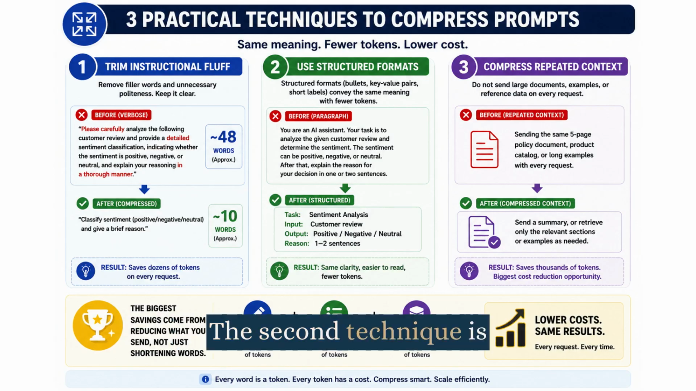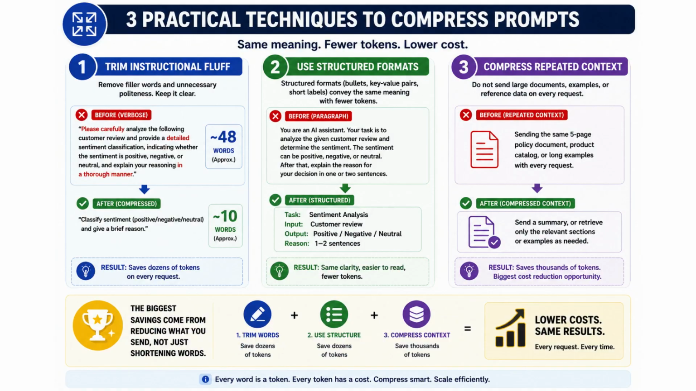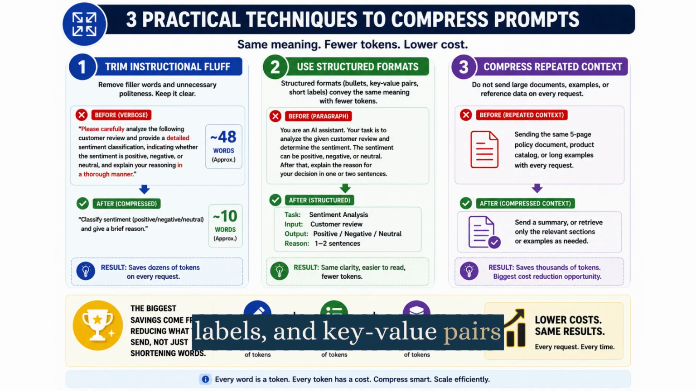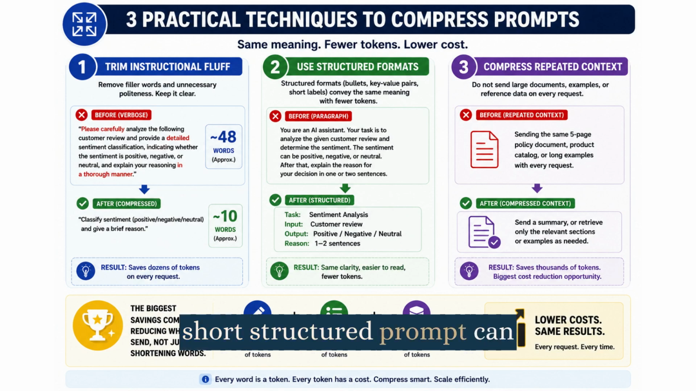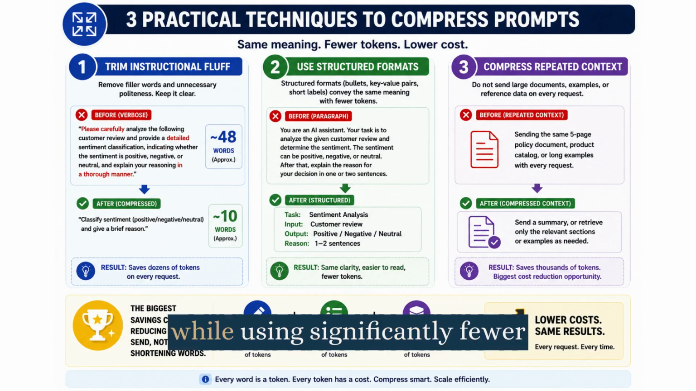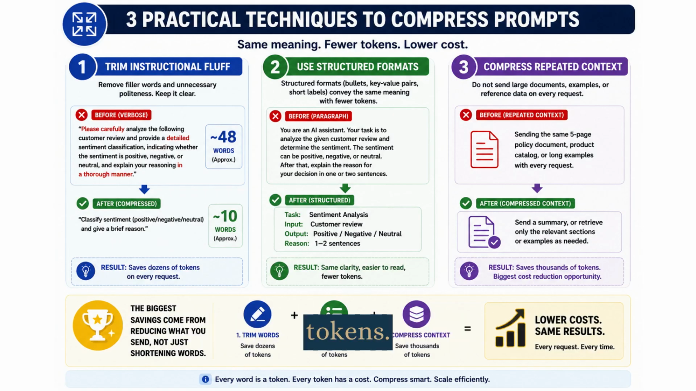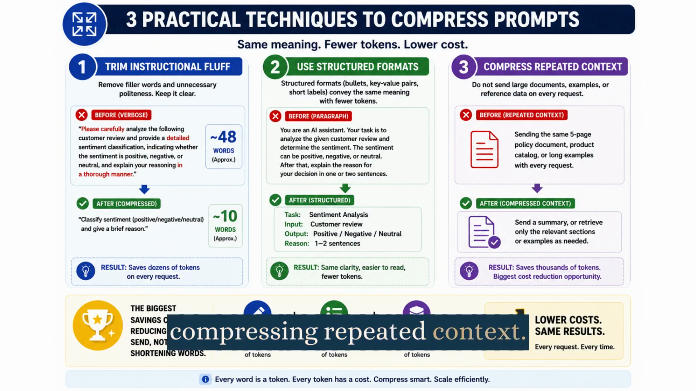The second technique is using structured formats instead of long sentences. Models understand bullet points, labels, and key value pairs very well. In many cases, a short structured prompt can communicate the same requirements as a full paragraph while using significantly fewer tokens. The third technique is compressing repeated context.